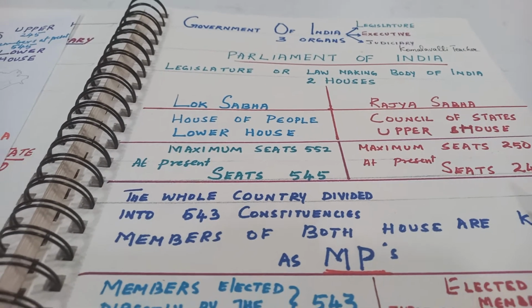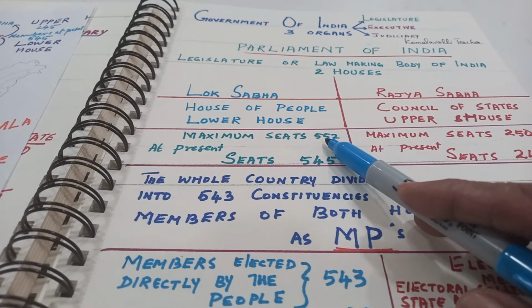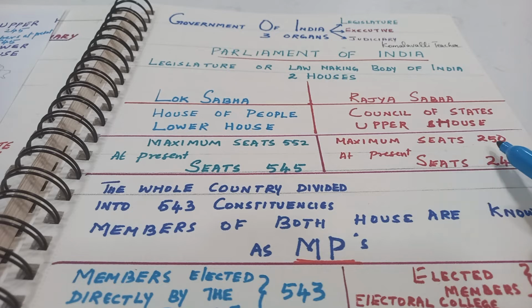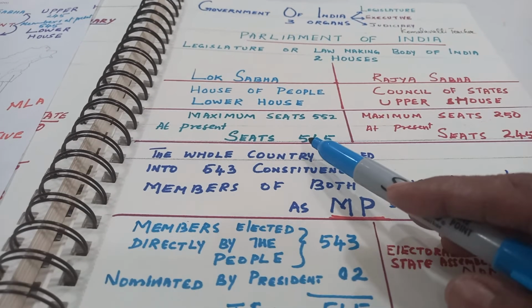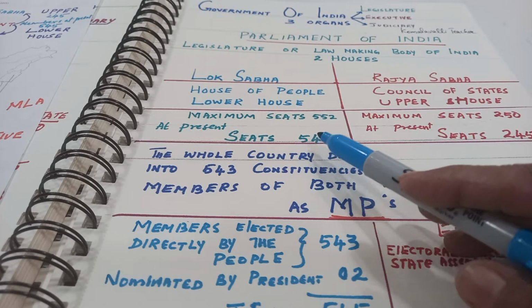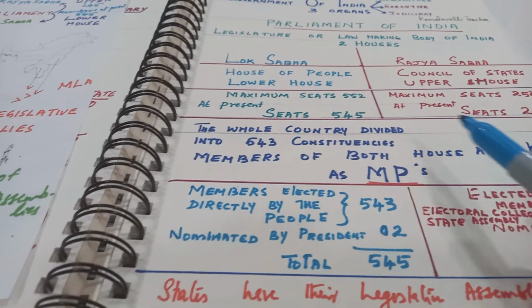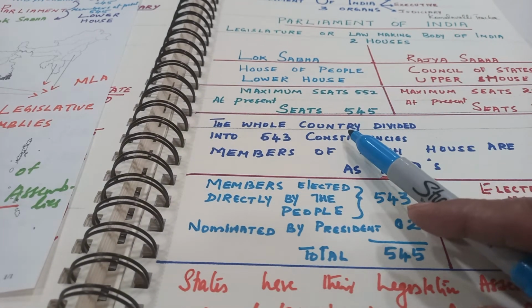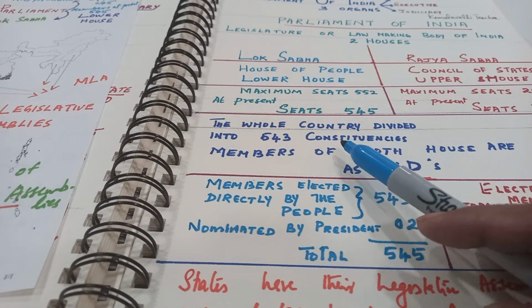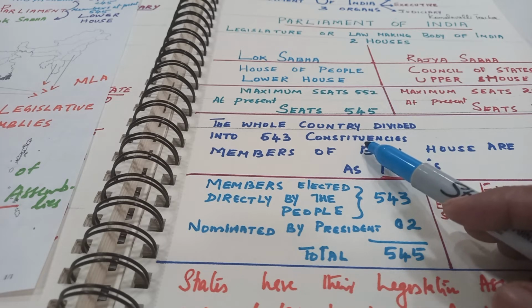The maximum seats of Lok Sabha is 552 and the maximum seats of Rajya Sabha is 250. At present, we have 545 seats in Lok Sabha and 245 seats in Rajya Sabha. How are the members elected to Lok Sabha? The whole country is divided into 543 constituencies.